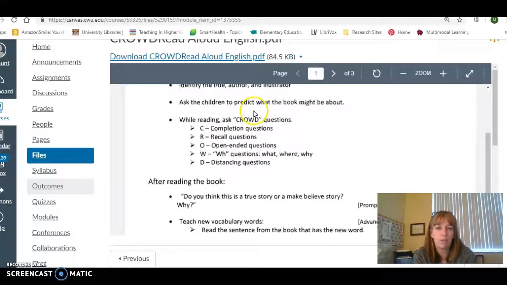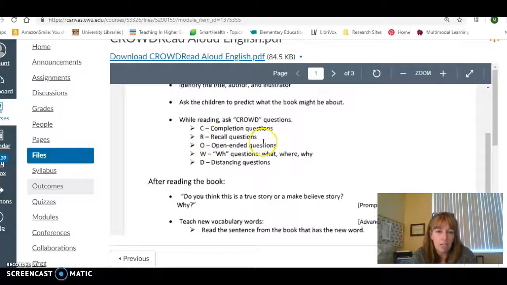You're going to choose one of your picture books that you have previously reviewed, and you're going to write a set of crowd questions. So it's an acronym. The C stands for completion questions. Brown bear, what do you, and the students would say see.